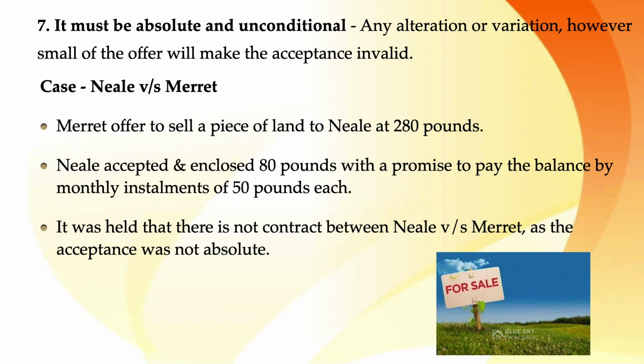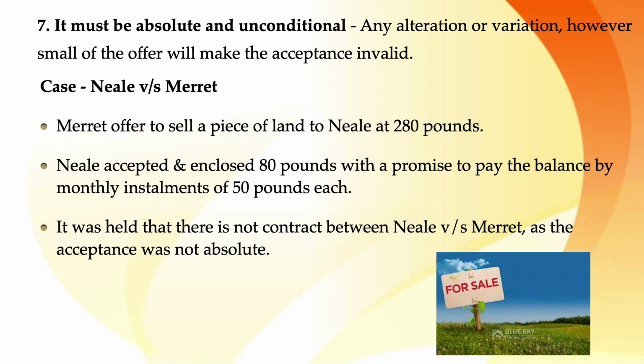It's Neale versus Meerit. Meerit is a person who is going to offer his land for sale to Mr. Neale at 280 pounds. Remember, Meerit is the seller of the land. He owns the land. He wants to sell it to Neale at 280 pounds. Neale accepted and enclosed 80 pounds with a promise to pay the balance by monthly installments of 50 pounds each.